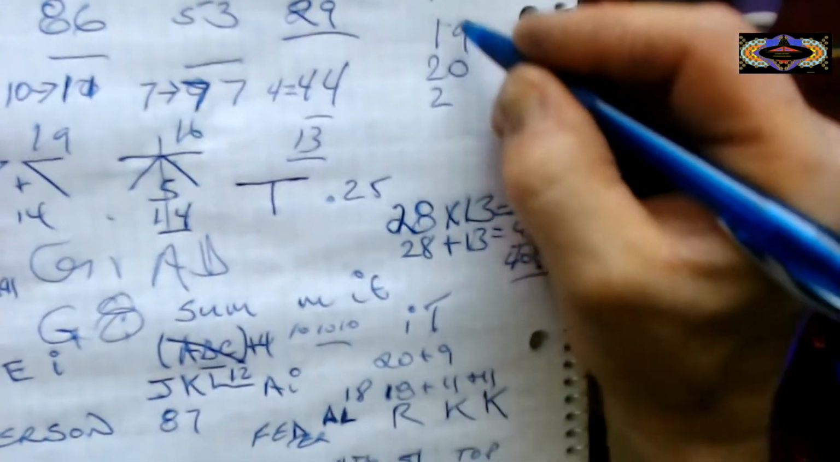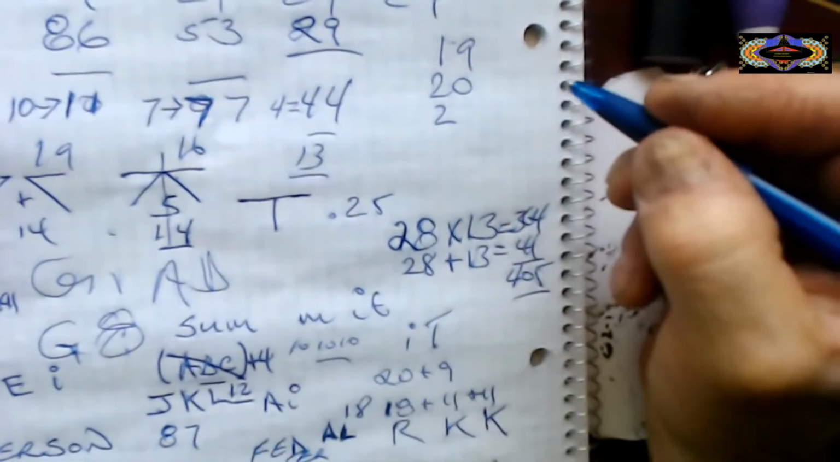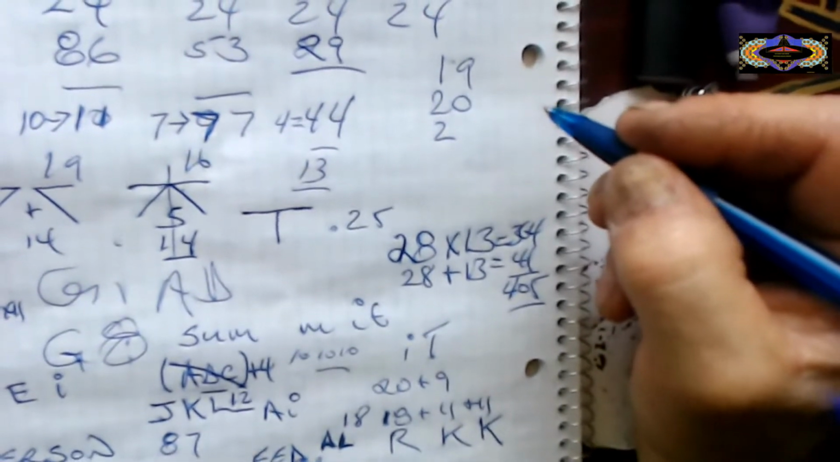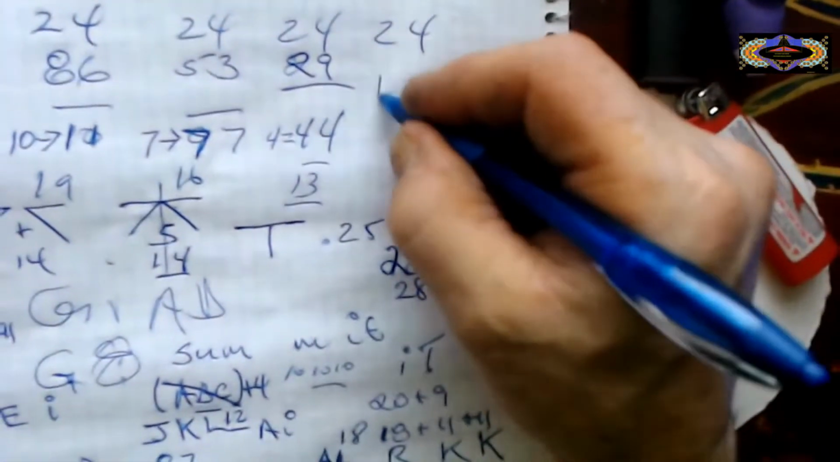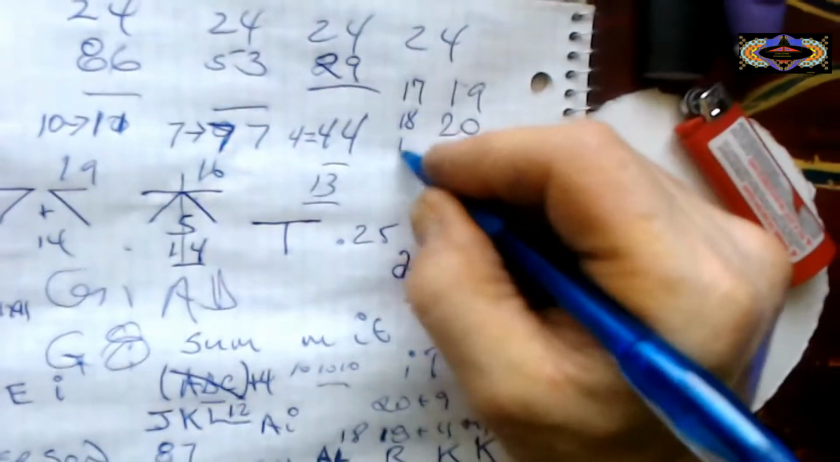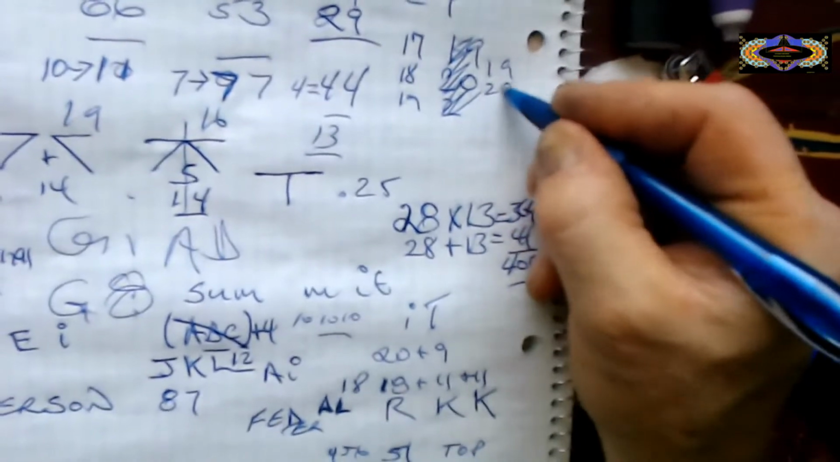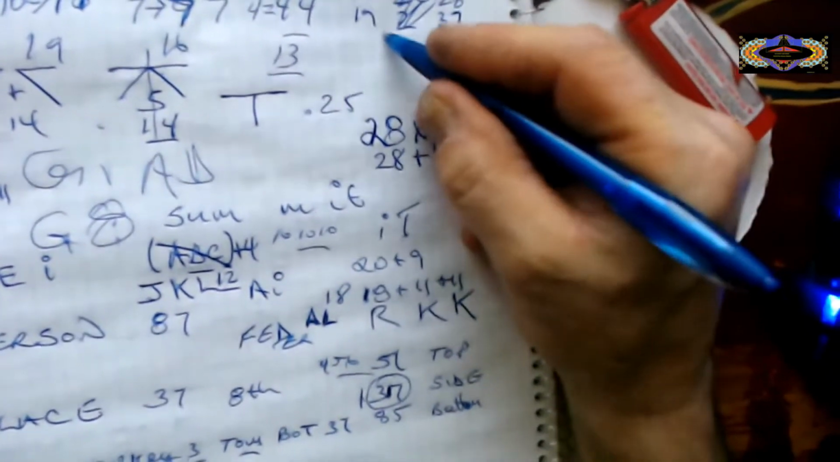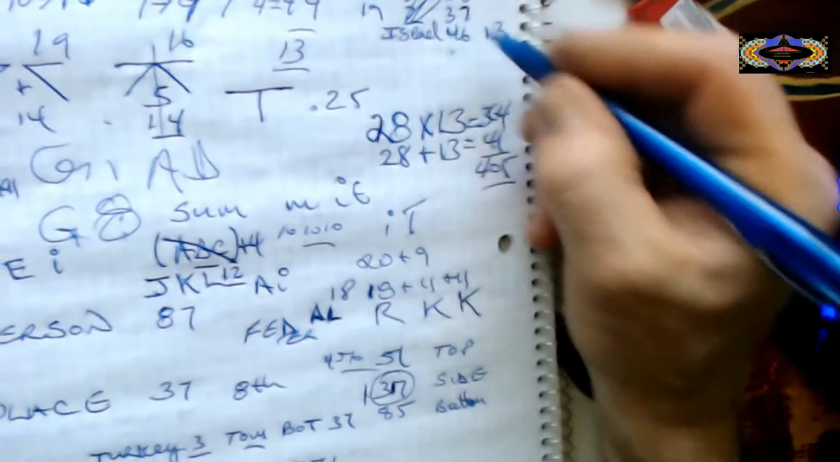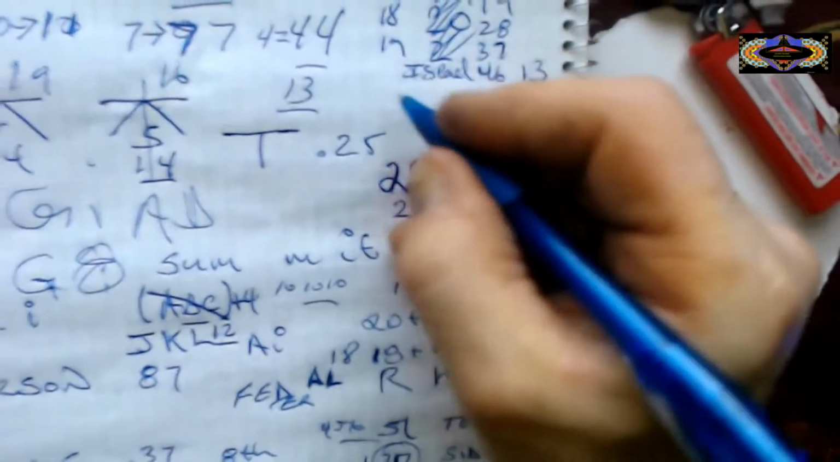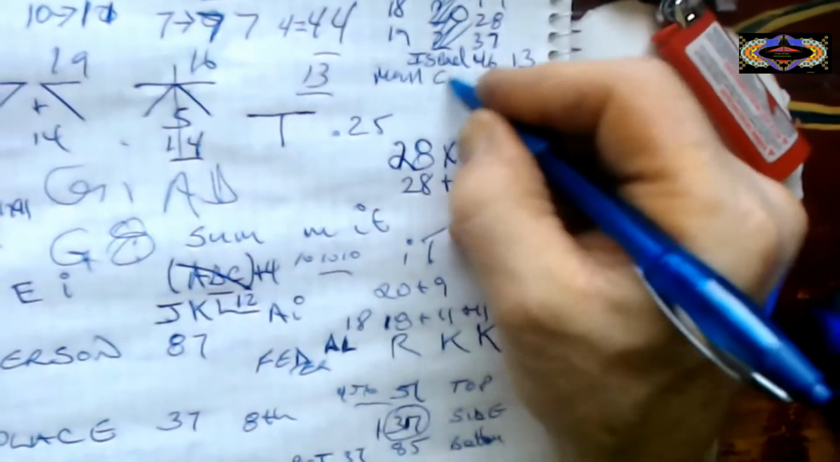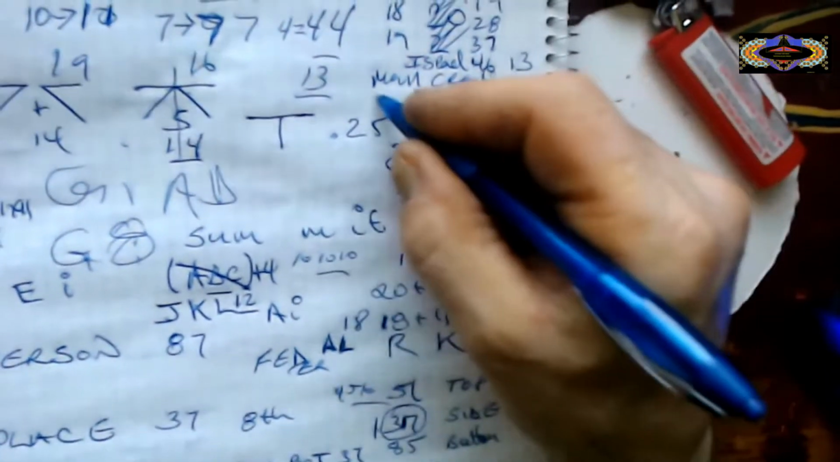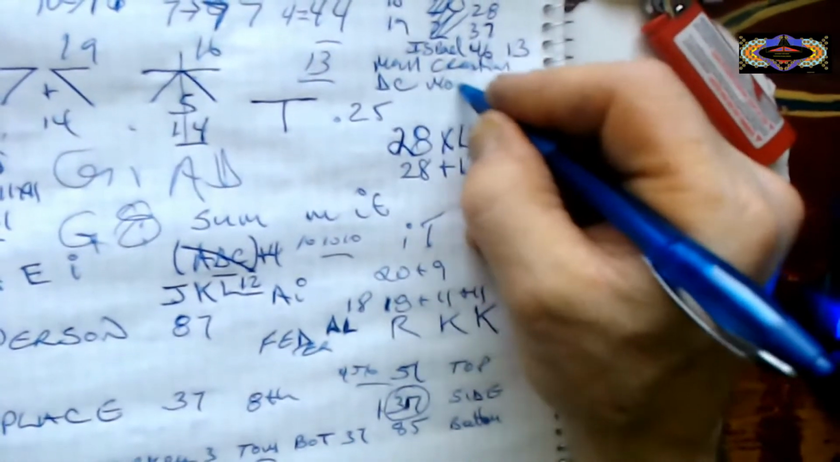19, heavens of Venus. Which way did I want to go with that? 17, 18, 19. The next one is 19, 28, 37, 46. Israel man, creation of DC. Israel man, creation of DC moon.